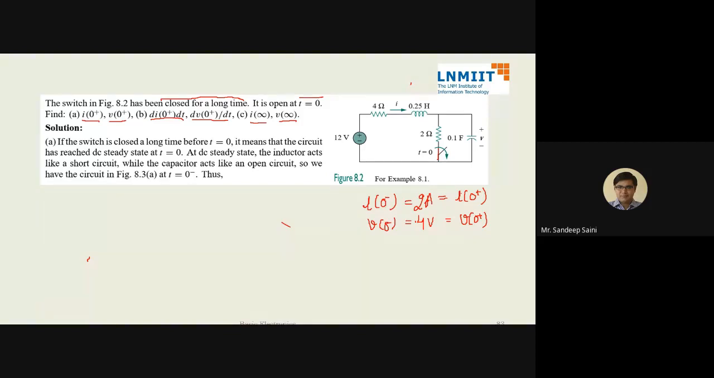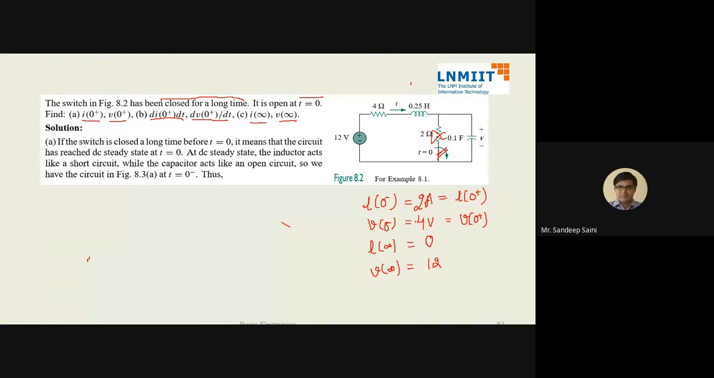Next thing I am asking is, what is I of infinity and V of infinity? When this switch is open, this is gone. Now tell me what is I of infinity and V of infinity? I of infinity will be 0, and voltage will be 12. Is this okay? Yes, sir.